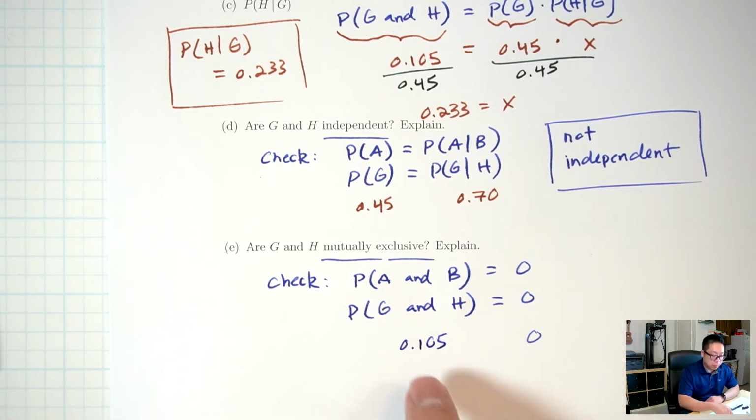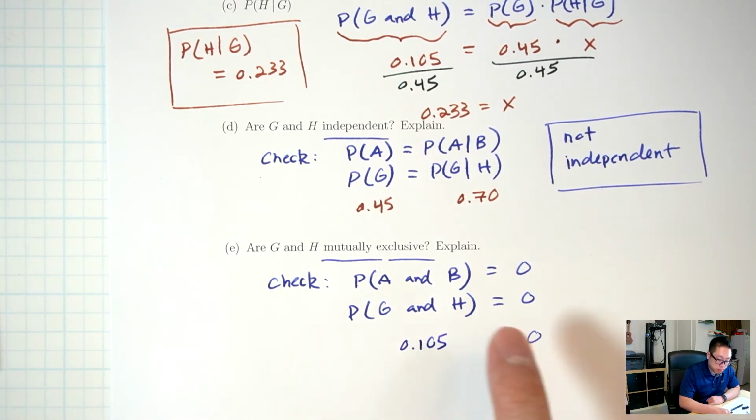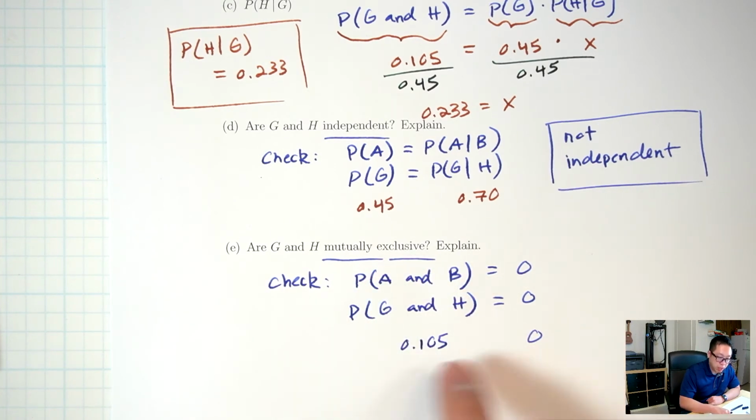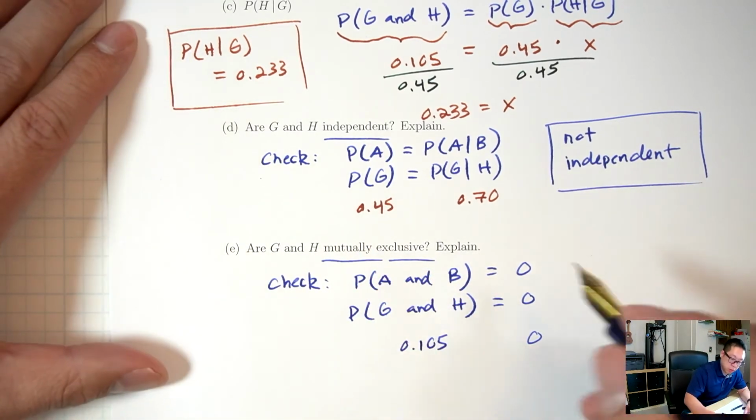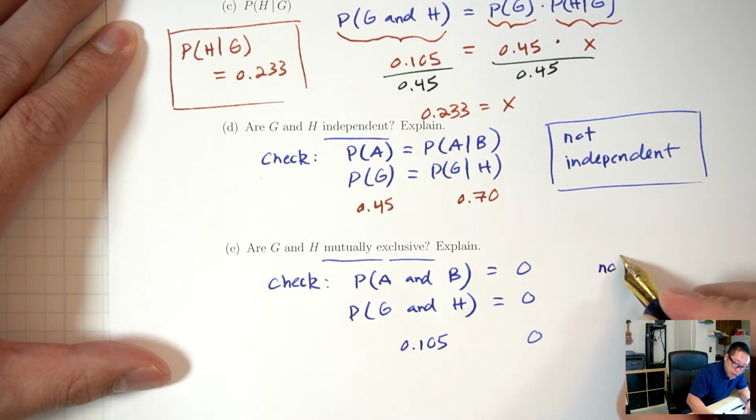Okay, question is, are they equal to each other or not? If they are, then it's mutually exclusive. If they're not equal to each other, then it's not mutually exclusive. So obviously, this would be not mutually exclusive.